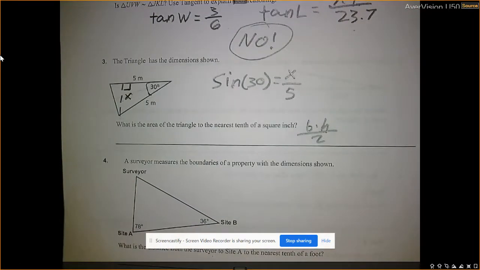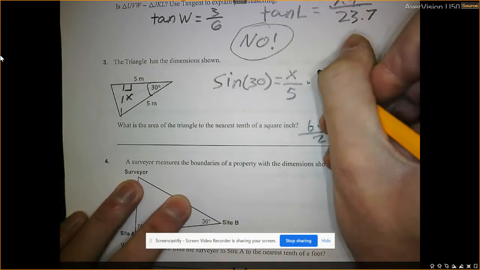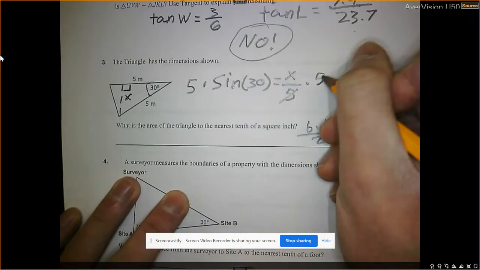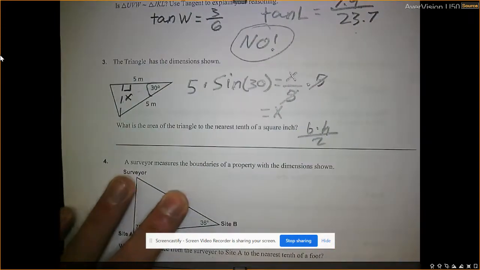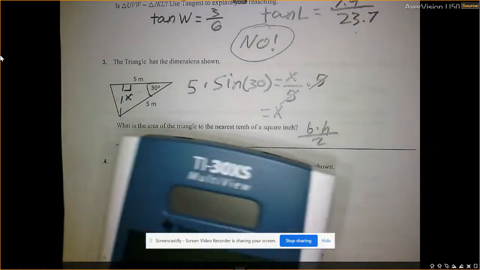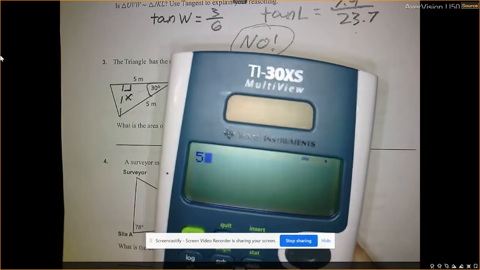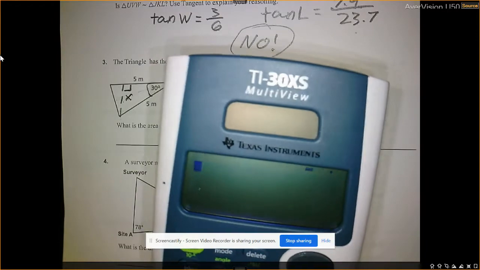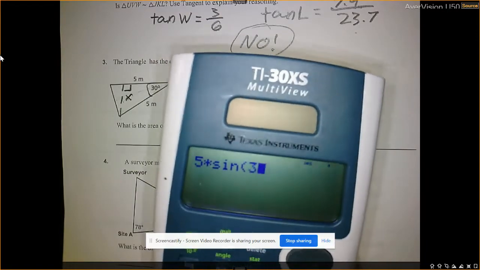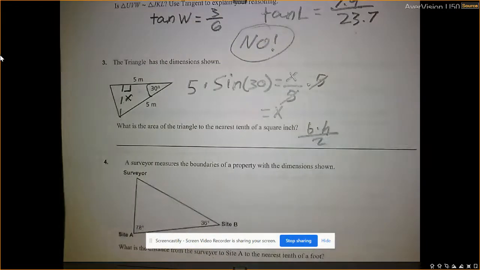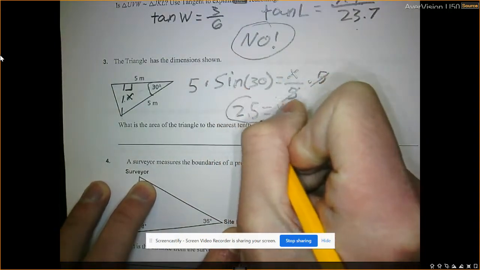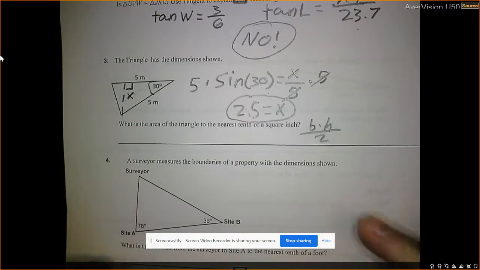From there you've got to get your x alone, so you're multiplying 5 by both sides. That will get our x alone. X is going to equal 5 times the sine of 30, which is where you go to your calculator. You go 5 times the sine of 30. Oops, I did tangent. 5 times the sine of 30, not tangent of 30. And that is 2.5. So that's going to be your height, not your area.